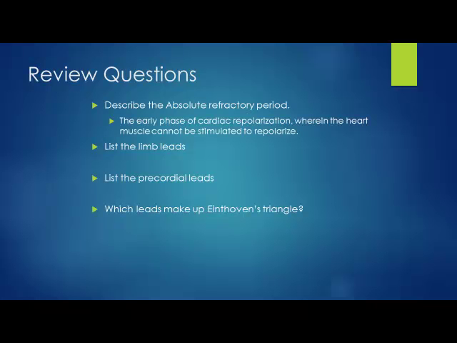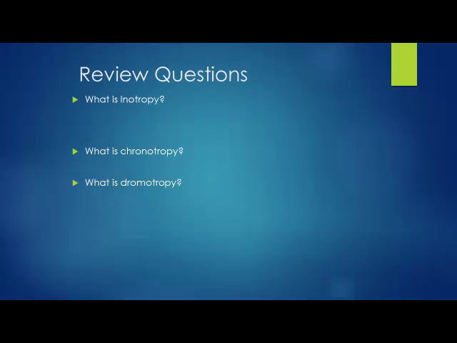All right? What are your limb leads? All right, leads 1, 2, 3, aVR, aVL, aVF. So what are your chest leads, or your precordial leads? Which leads make up Einthoven's triangle? Leads 1, 2, and 3.